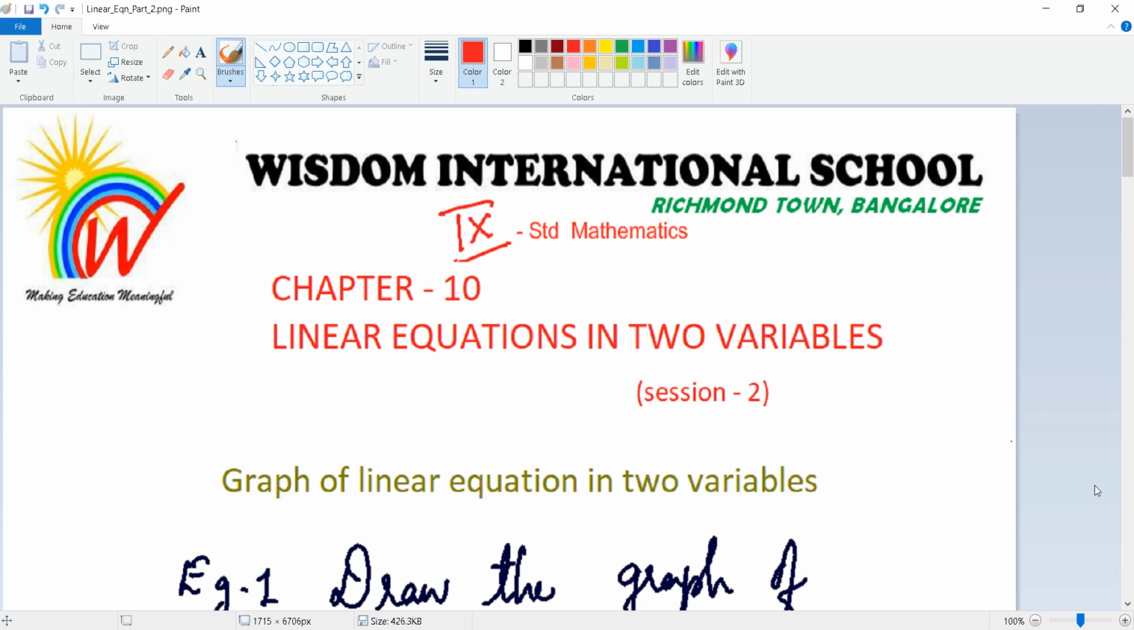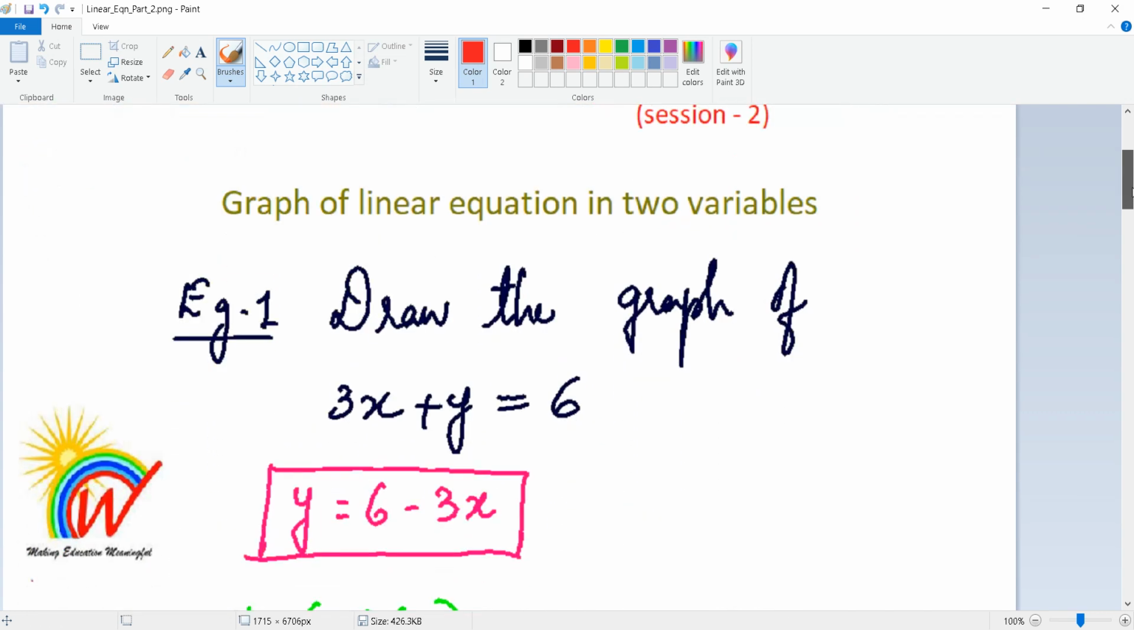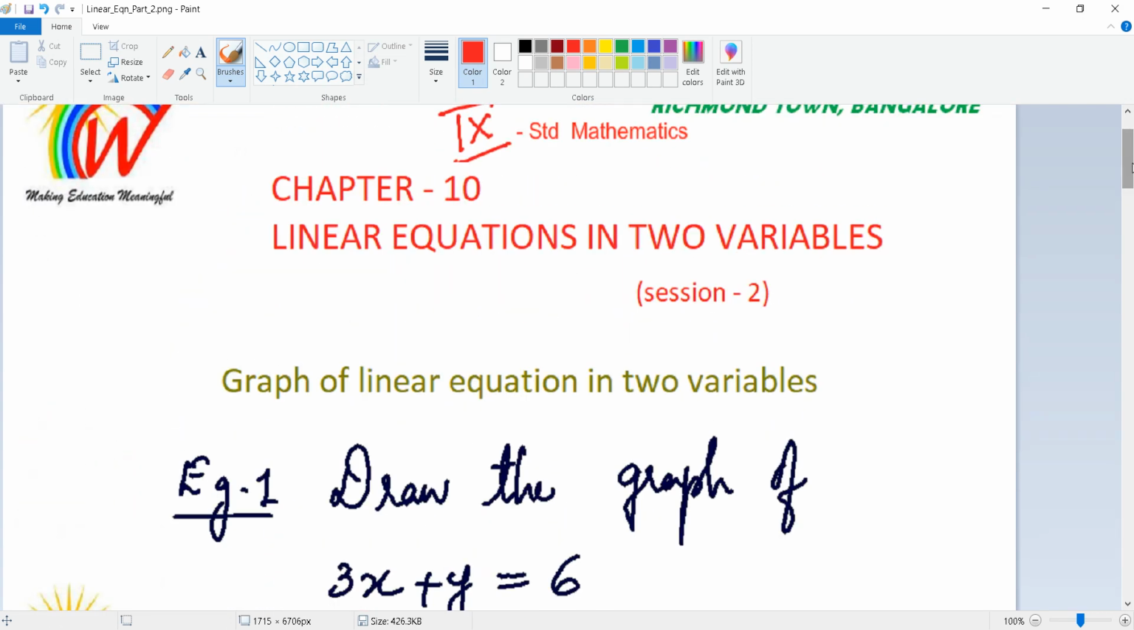So children, we had started linear equation in two variables. In session 1, we learnt how to solve linear equations in two variables, how to find the solution and problems related to that. Now we are going to learn how to draw a graph of a linear equation in two variables, okay? Let's look at an example and then we learn it.